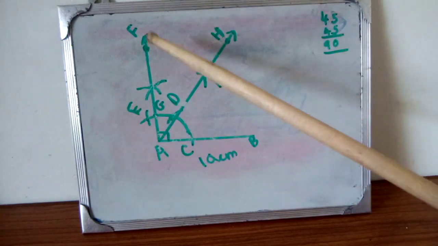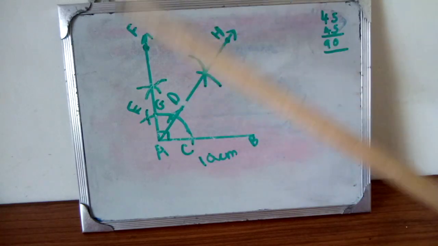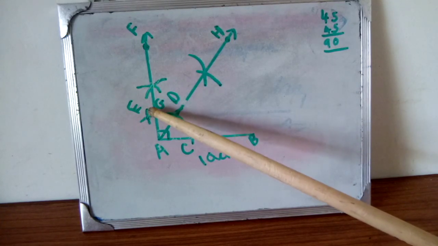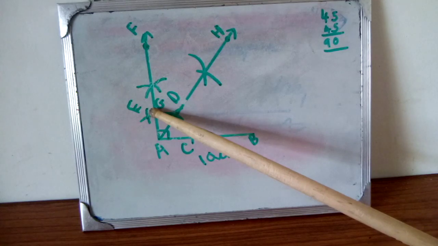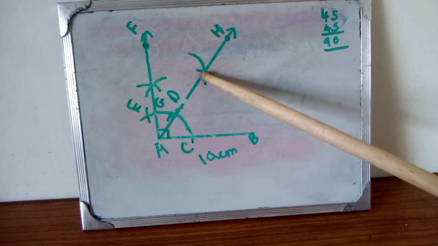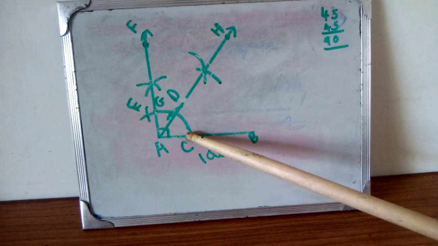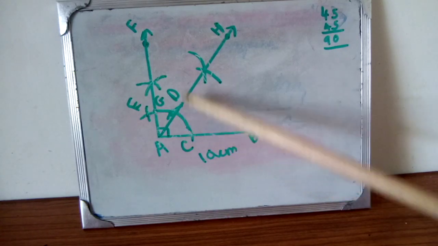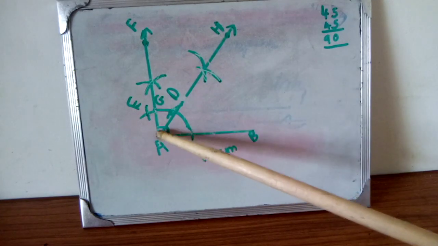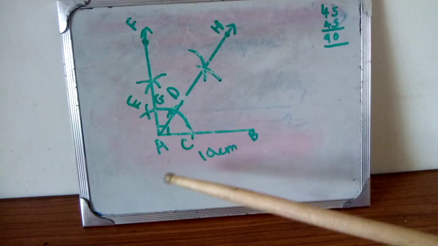Now to have an angle of 45 degrees we had to make a perpendicular bisector of AB. So we kept the compass tip at point G, taking the radius more than half AB. We made an arc here, this arc, and keeping the compass tip at point C and not changing the radius, that means the same radius, we made an arc to intersect the previously drawn arc. Then we joined this line segment which is AH, and angle HAB is equal to 45 degrees.